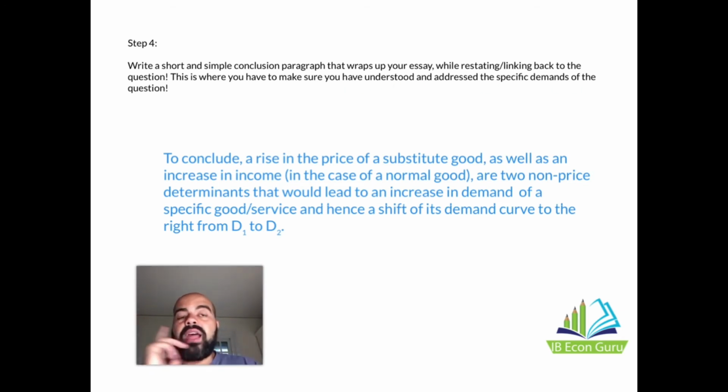I wrote something like, to conclude, a rise in the price of a substitute good, as well as an increase in income, in the case of a normal good, are two non-price determinants that would lead to an increase in demand of a specific good or service, and hence a shift of its demand curve to the right from D1 to D2. Again, I summed up the main idea and I had a conclusion paragraph that also links to my diagram because I'm using the same labels that I used in the diagram. And this is the essay.